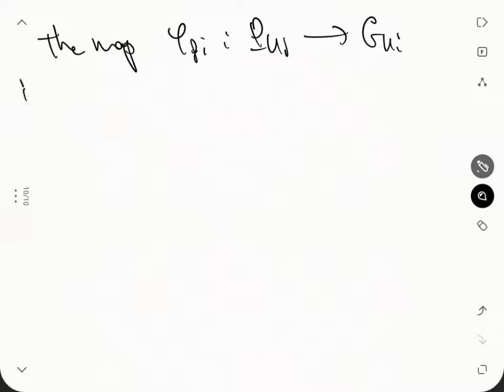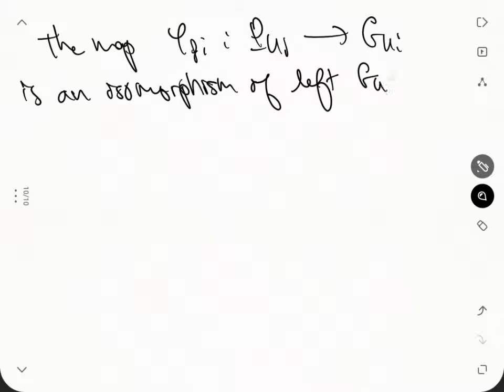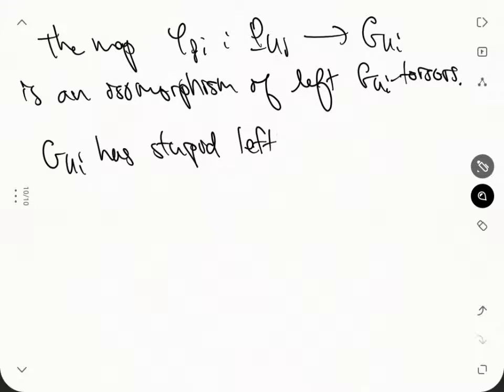Actually, I'm going to claim a little bit more. The map phi_pi from this restricted G of U_i is an isomorphism of left G of U_i torsors. What does this mean? So this has an action, the stupid left action. So this is kind of a claim.